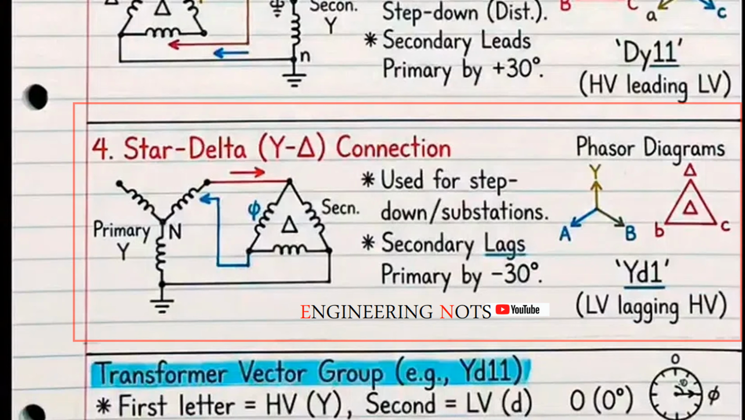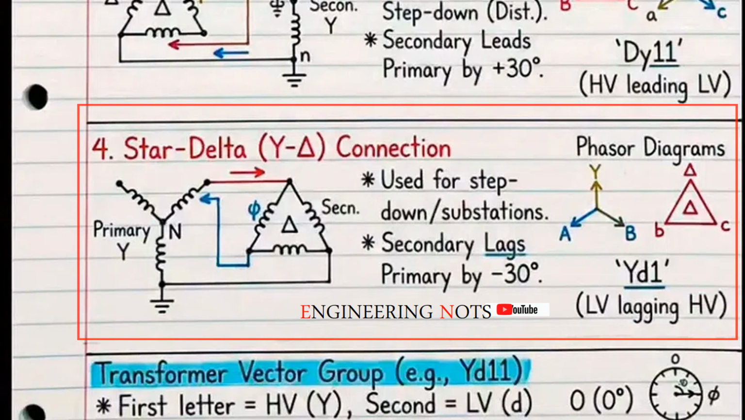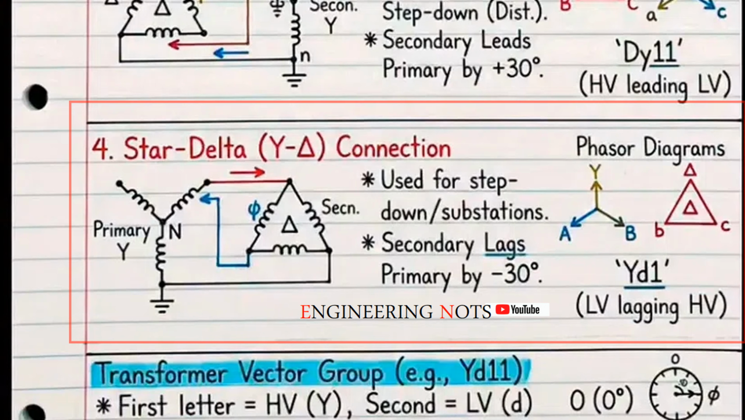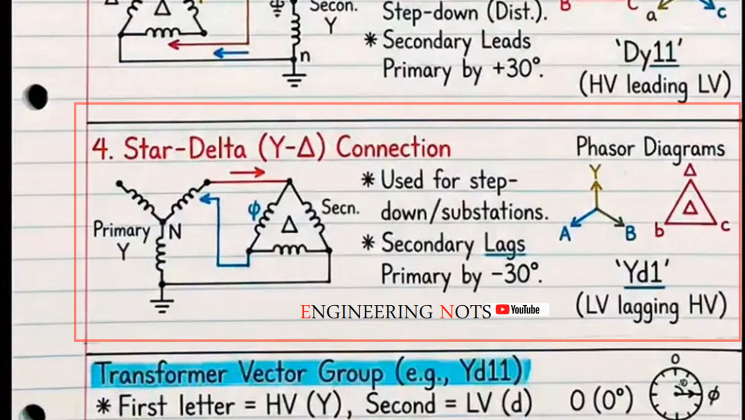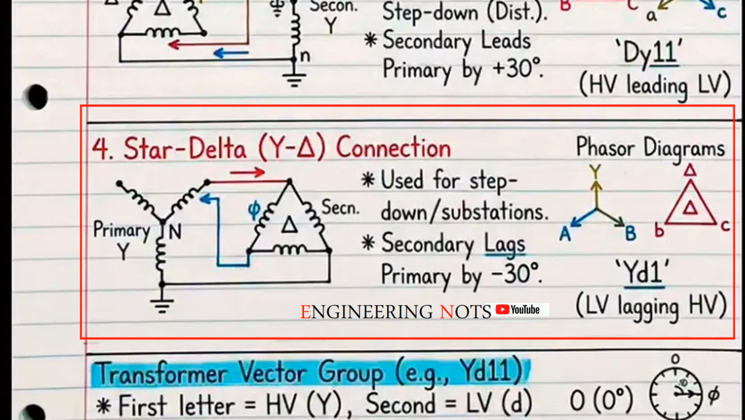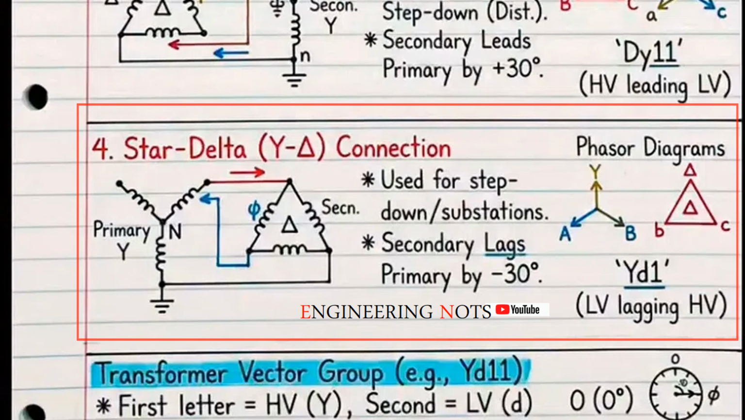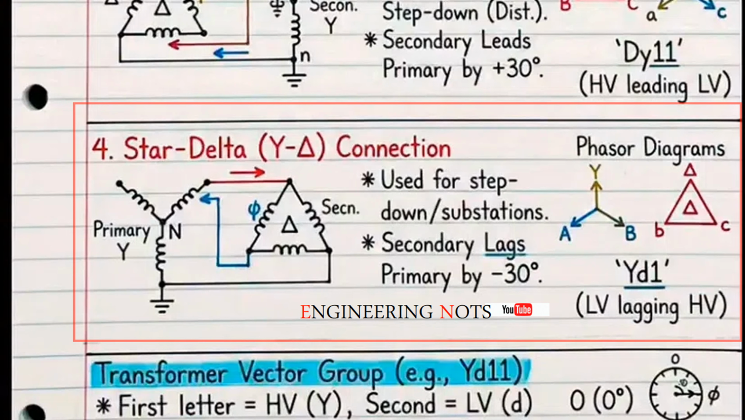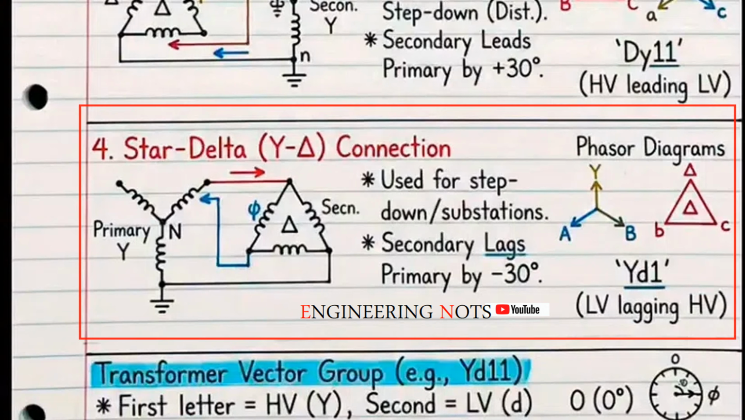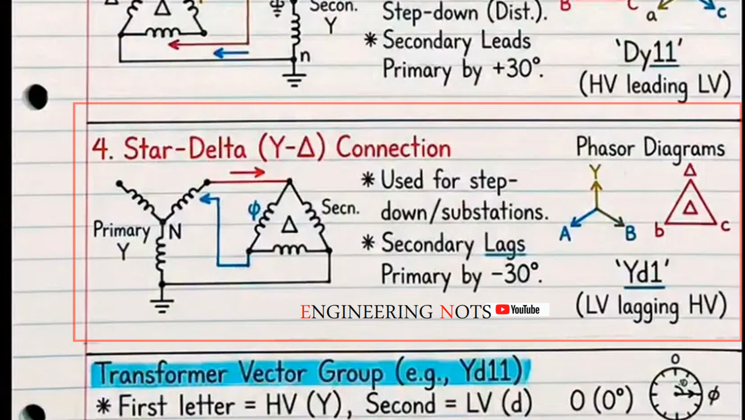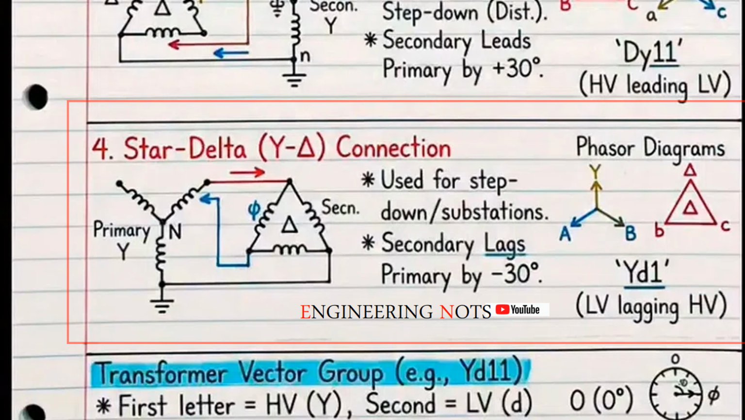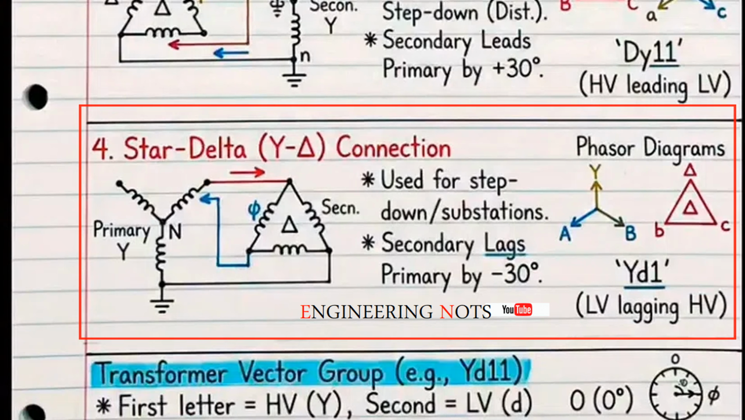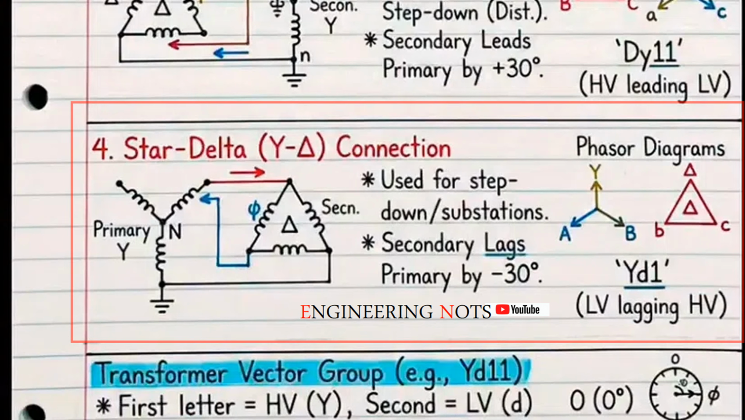Now the fourth type. Star-delta. This is basically the opposite of delta-star. The primary is star. And the secondary is delta. This connection is commonly used in step-down applications. Like in distribution substations. Here's what happens. The star primary gives you the ability to ground the neutral, which is good for system stability. The delta secondary traps third harmonics on the load side.